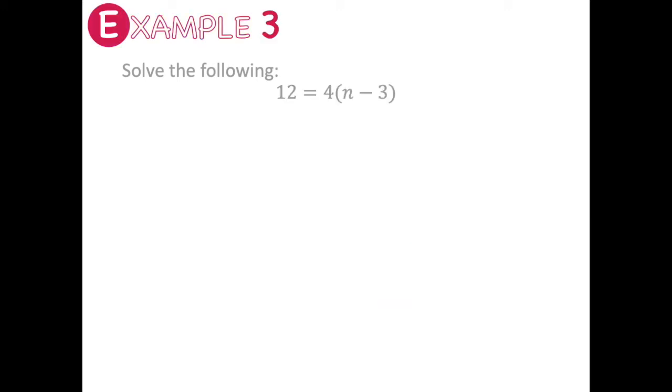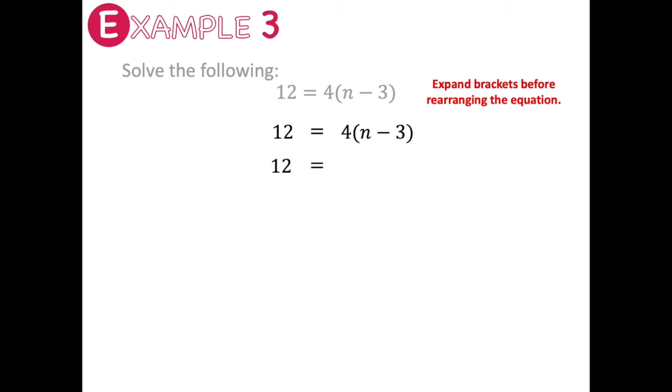So having a look at my third example, 12 is equal to 4 and then n minus 3 in brackets. There's a couple of different ways we can approach this question, but I'm going to expand my brackets before I rearrange the equation. So 12 is equal to 4 times n minus 4 times 3, because I'm multiplying my term outside the bracket by the term inside the brackets. So simplifying that line is going to be 12 is equal to 4n minus 12. So now I can go ahead and rearrange that equation to find my value of n.